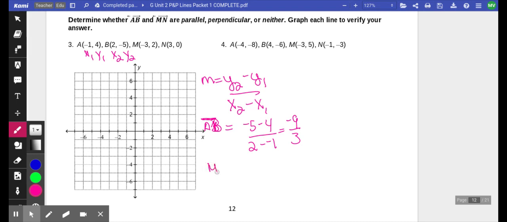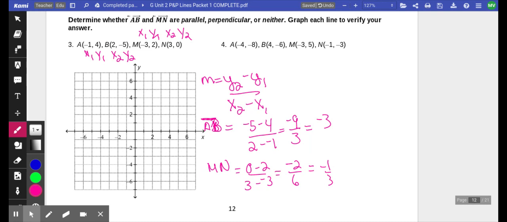Then I'm going to do MN. So again, I'm going to do x1, y1, x2, y2. So I'm going to do 0 minus 2 over 3 minus negative 3. And there I got negative 2 over 6. Those are not the same. And negative 9 over 3 is actually negative 3. This is negative 1/3. So AB and MN are neither. They are almost perpendicular because they're reciprocals, but they're not negative.